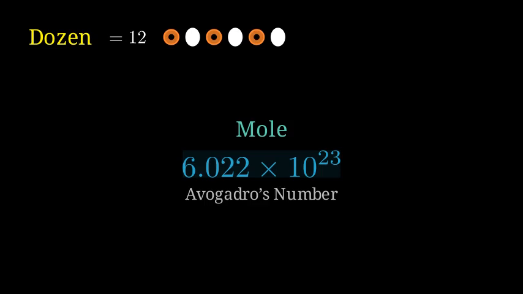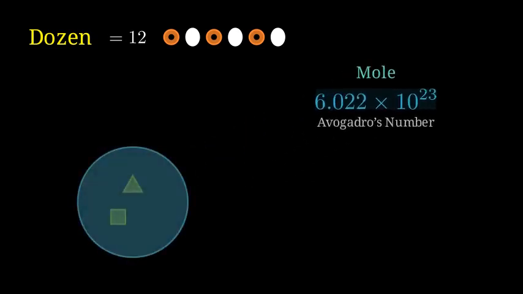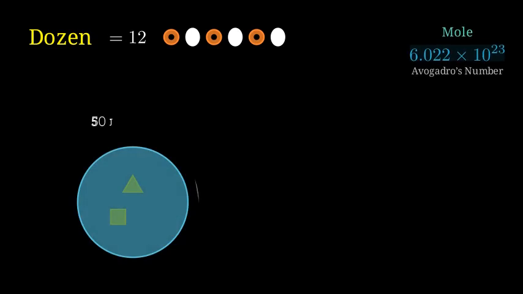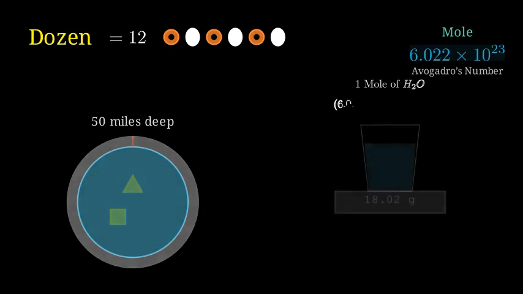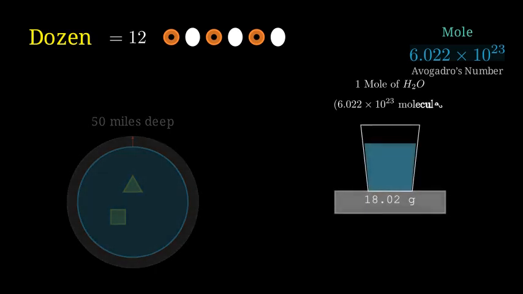This is Avogadro's number. To visualize how massive this is, imagine if you had a mole of marbles. They would cover the entire surface of the Earth to a depth of over 50 miles. Yet, because atoms are so incredibly small, one mole of water, that same 6.022 sextillion molecules, fits easily into a single small glass. Notice how the mole allows us to count particles simply by weighing them.